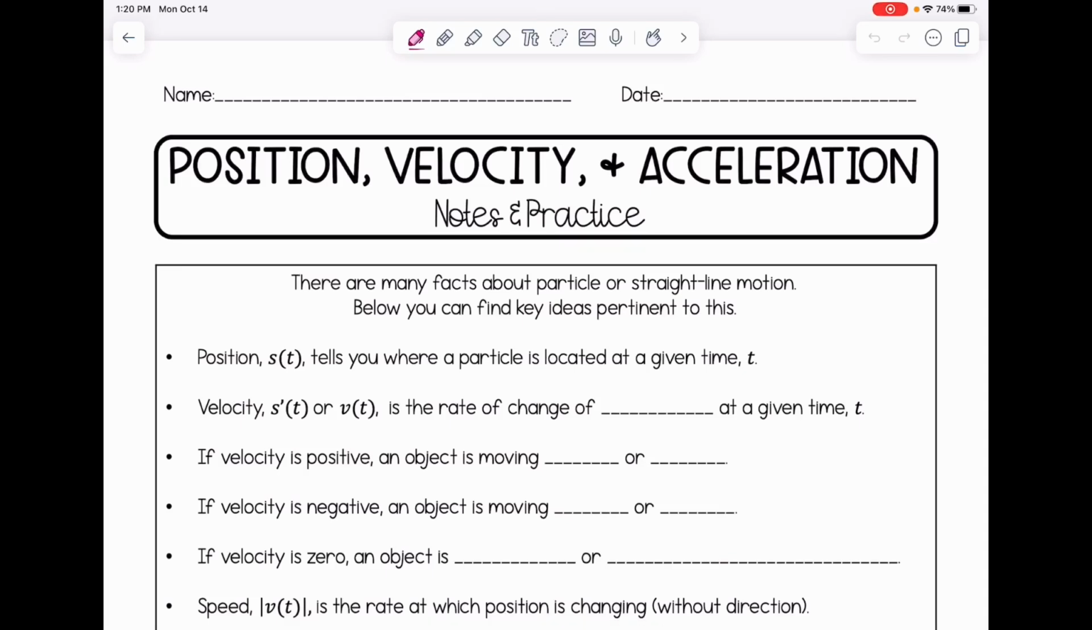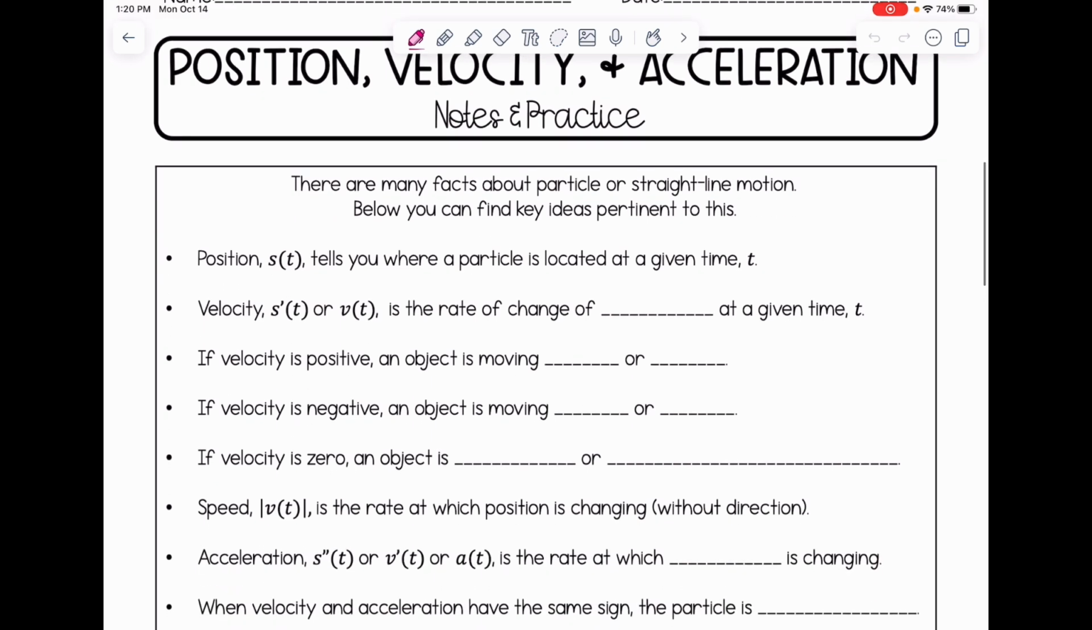In this video, we're going to be talking about a very common application of derivatives, which is position, velocity, and acceleration. This topic is also called straight line motion, and there are many facts about it, so let's take a look at some of these bullet points. Position is often represented by s of t. That tells you where a particle is located at a given time t.